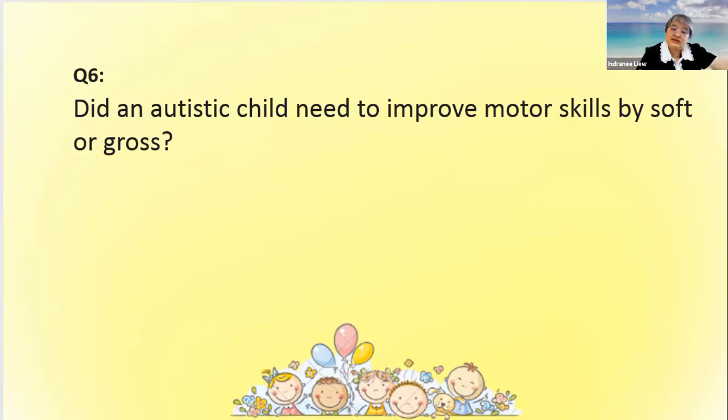All children, whether autistic or not autistic, all of them need to develop their fine motor skills and their gross motor skills. Fine motor skills are very important, especially when it comes time to learn how to write. Other fine motor skills that are important: they need to strengthen their fingers also to do and undo their buttons and all that. So yes, we need to improve fine motor skills.